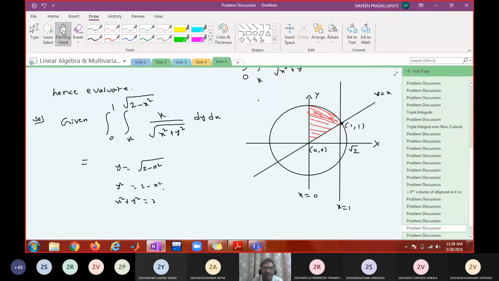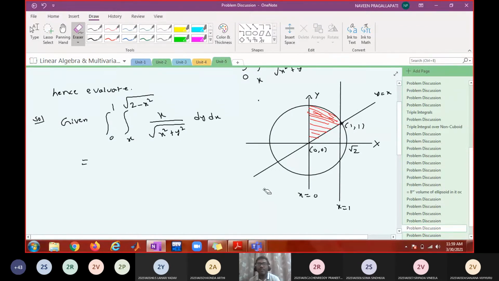And you cannot take beyond this, because the entire region is starting from x equal to 0 to x equal to 1 only. See here, entering through line, leaving through circle. Is this the region of integration? Do you agree? Agreed or not?